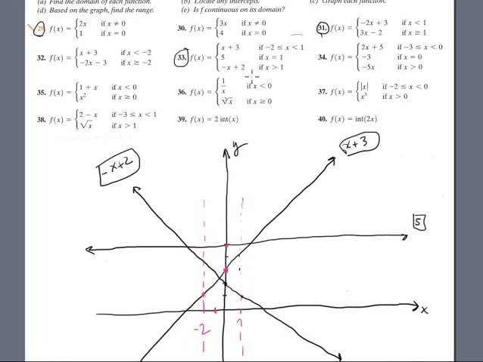And between negative 2 and 1, we navigate with this line. Okay, this point is full. And this point, by the way, is negative 2, 1. You evaluate here, negative 2 plus 3 is 1.